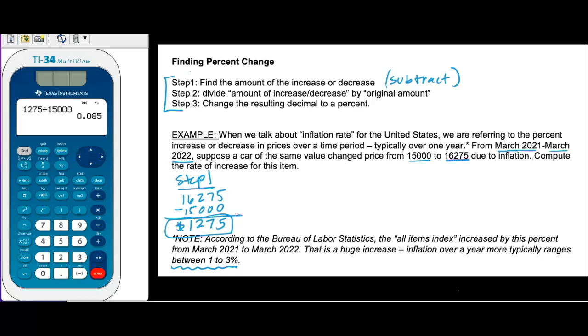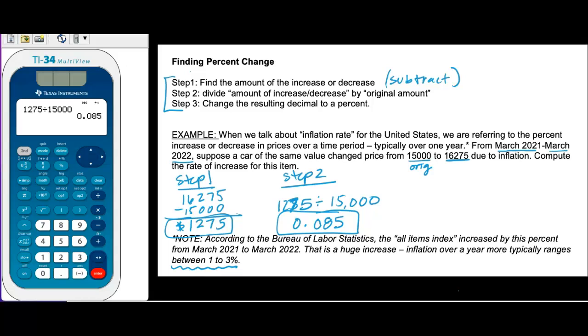And so then step 2, we're going to divide that increase. So we're going to take 1275 divided by the original number. The original number in this problem is the $15,000 because that's the price of the car in March 2021. So I'm going to divide by 15,000. I'm going to take 1275, you can see my calculator, divided by 15,000 is 0.085. And so that's the decimal equivalent of the percent change.